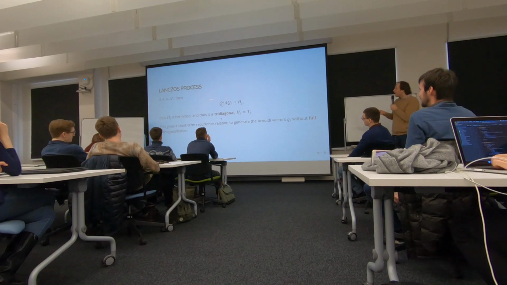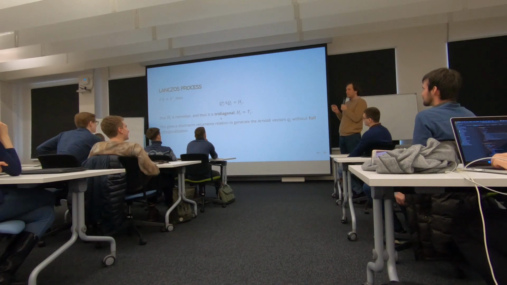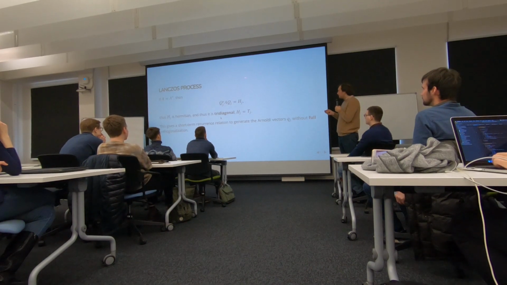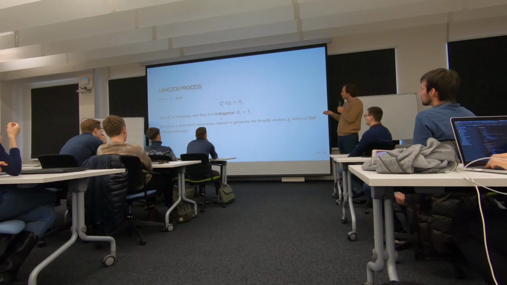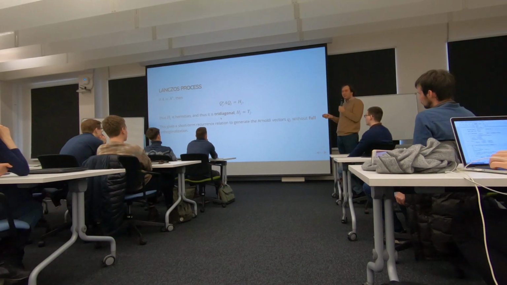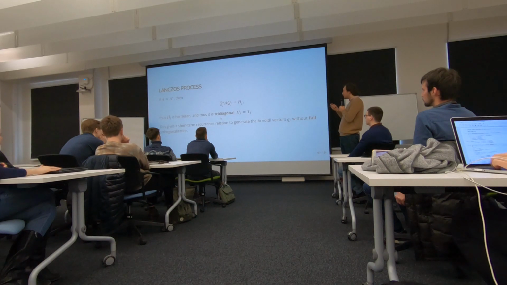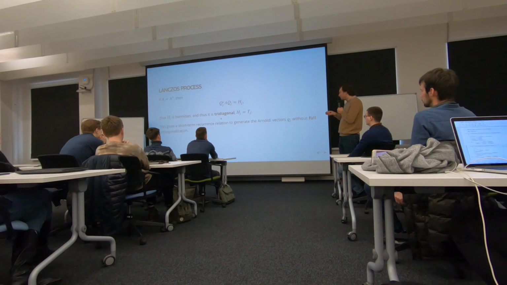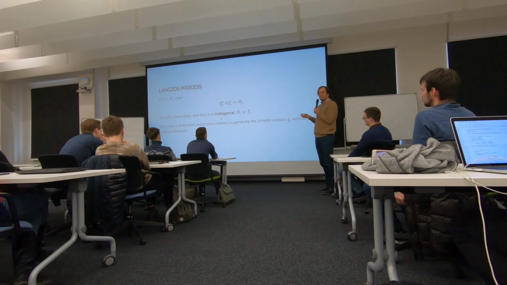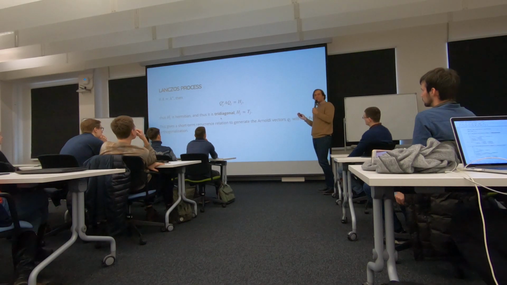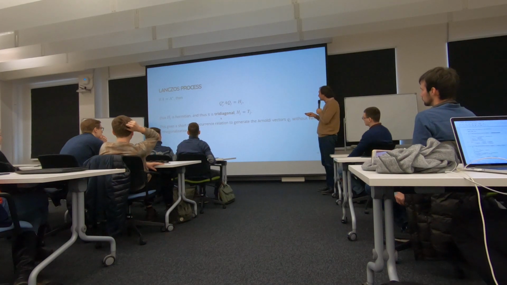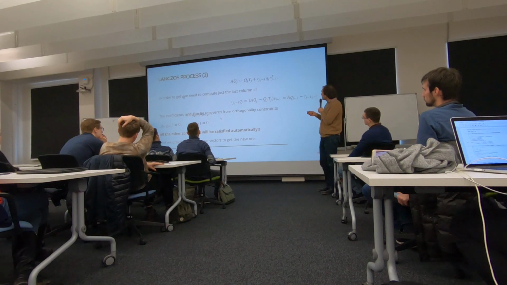So if A is Hermitian, and this is upper Hessenberg, this is also Hermitian. It means this is tridiagonal in the symmetric case. So the matrix you get in the Hermitian case of this process is tridiagonal, and this gives you the opportunity to construct the next vector of the orthogonal basis in the Krylov subspace without constructing the full basis. And let's see how. This is called the Lanczos process.